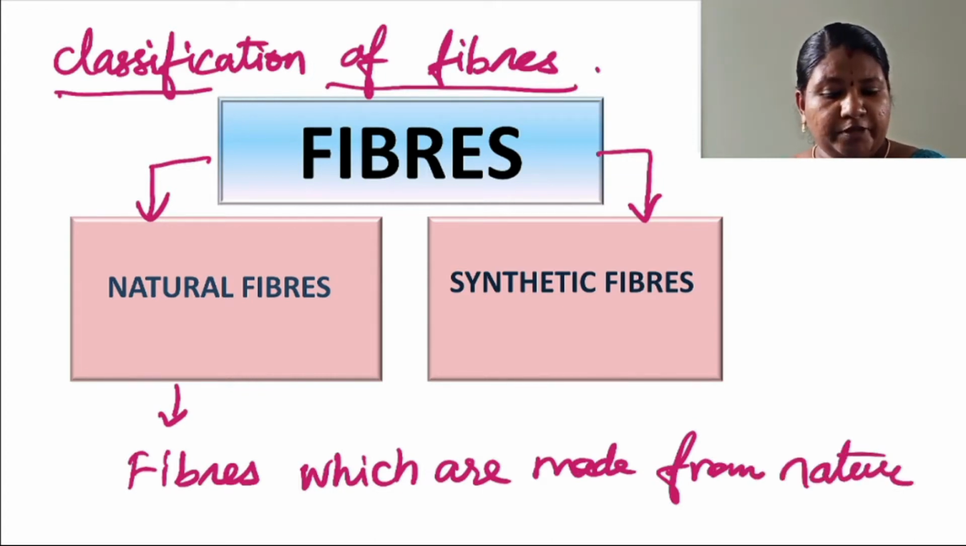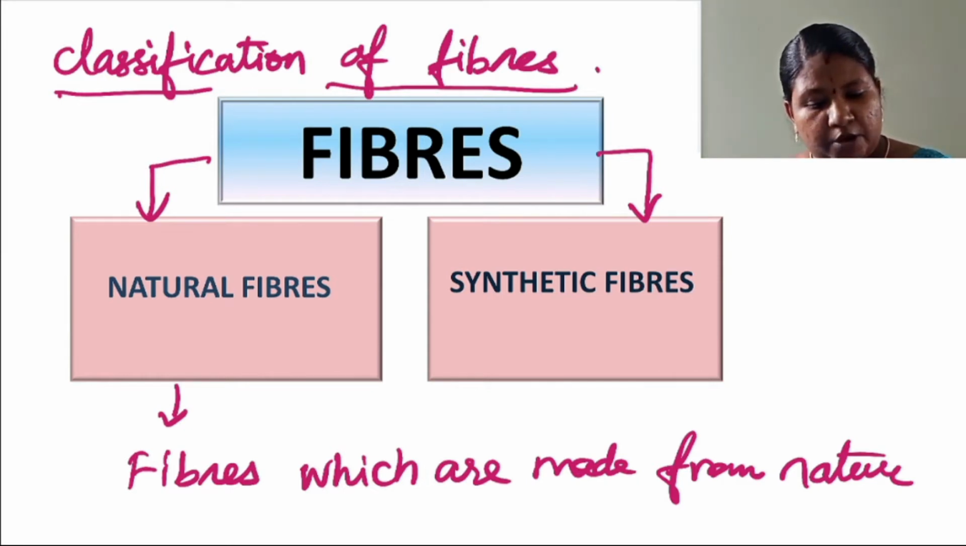Right. What do you mean by synthetic fibers? Synthetic means artificial. What do you mean by artificial? Something which is not natural. Something which we don't get from nature. Something which we prepare on our own by using chemicals.